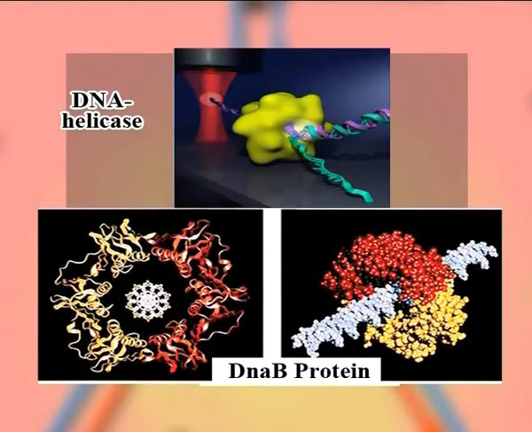When this termination zone is deleted, replication stops simply by the meeting of opposite replication forks, suggesting that the termination zone is not essential. Dear students, this is all about DNA replication in prokaryotes.